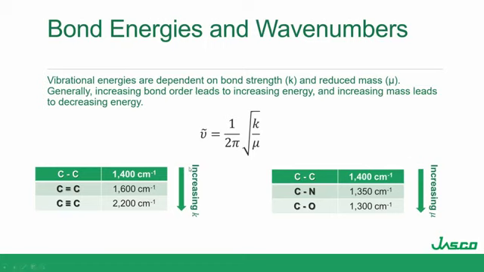An example is the carbon-carbon bonds. If you increase the K force constant from single to double to triple, you actually increase the energy pretty dramatically. For mass, you can look at the CC, CN, and CO, and as you increase the mass, you actually decrease the energy. And note that the mass has less of an effect than the spring constant itself.